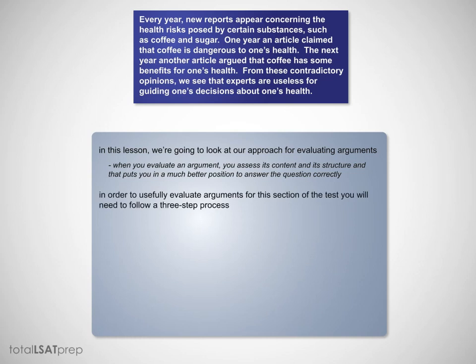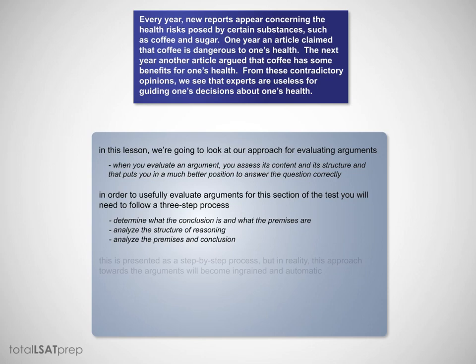Now, in order to usefully evaluate arguments for this section of the test, you will need to follow basically a three-step process. You need to determine what the conclusion is, what the premises are. You need to analyze the structure of reasoning, and you need to analyze the premises and conclusion. Now, this is presented as a step-by-step process, but in reality, this approach towards the arguments passages will become ingrained and automatic.